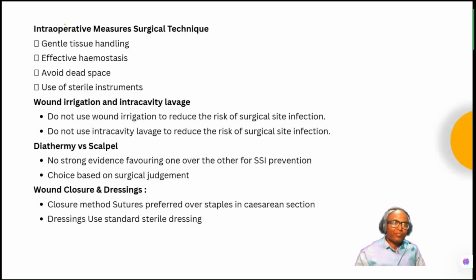Then diathermy versus scalpel. No strong evidence favoring one or the other for surgical site infection prevention. Choice is based on surgical judgment. Then wound closure and dressing. Closure method: sutures are preferred over staples in cesarean section. For dressing, a standard sterile dressing is indicated.